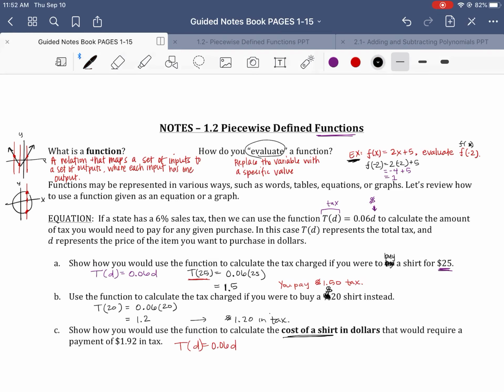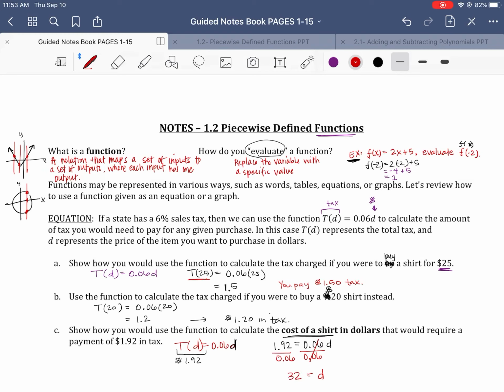Now, in this case, you don't know the cost of the shirt, so I don't know what D is. So I'm going to have to solve for D, but I do know that the amount of tax is going to be $1.92. So we're going to say 1.92 is equal to 0.06 D, and we're solving for D because we're finding the dollars. So we divide by 0.06, and we end up getting D as equal to 32.